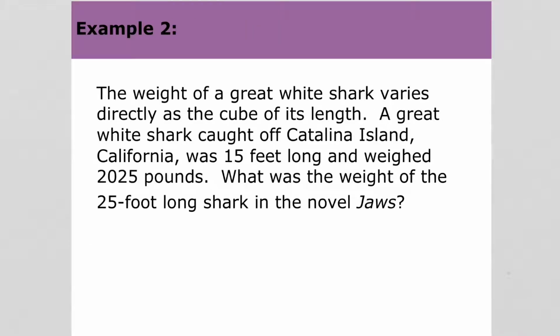It says the weight of a great white shark varies directly as the cube of its length. So you can see there the power is the cube. So the weight varies directly as the cube of its length. So there's our equation. A great white shark caught off Catalina Island, California, was 15 feet long and weighed 2,025 pounds.